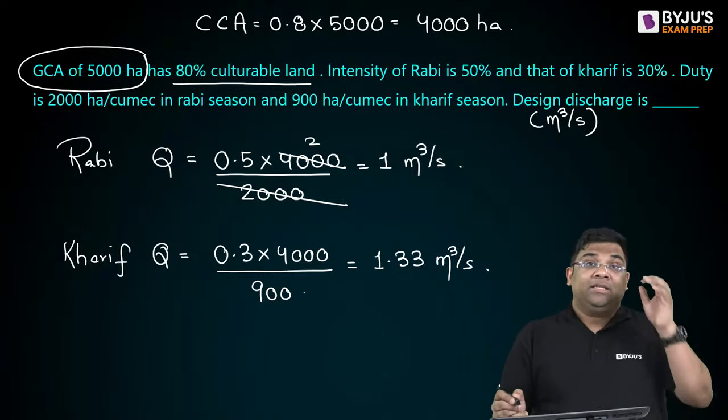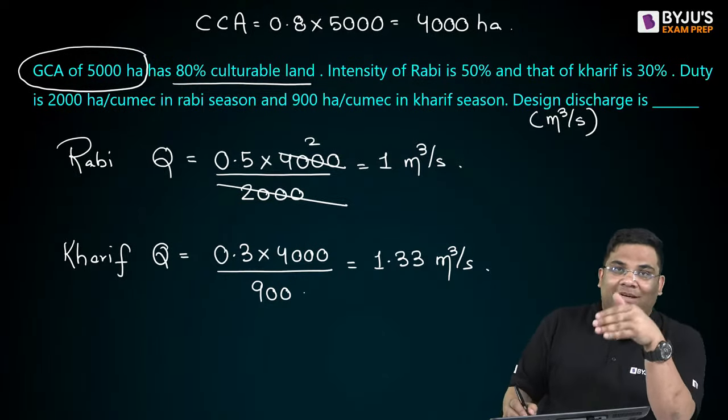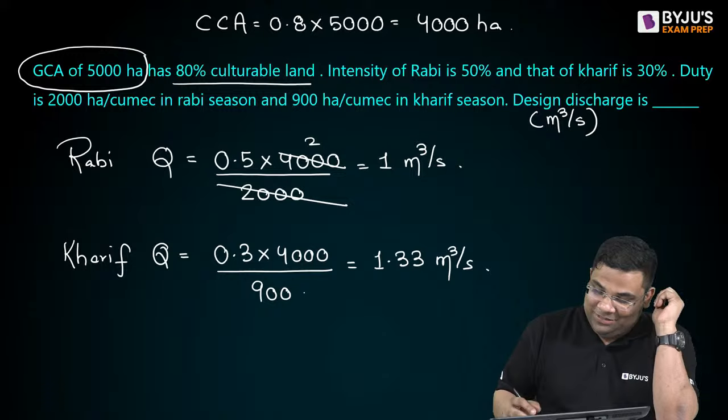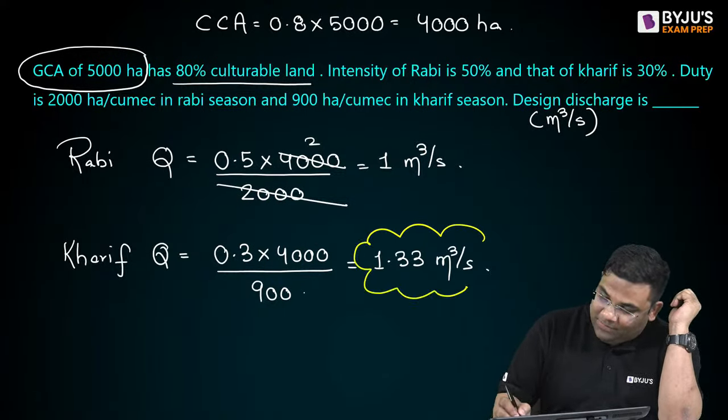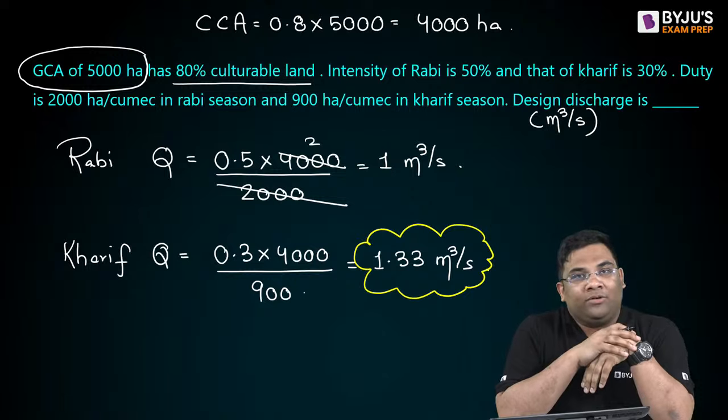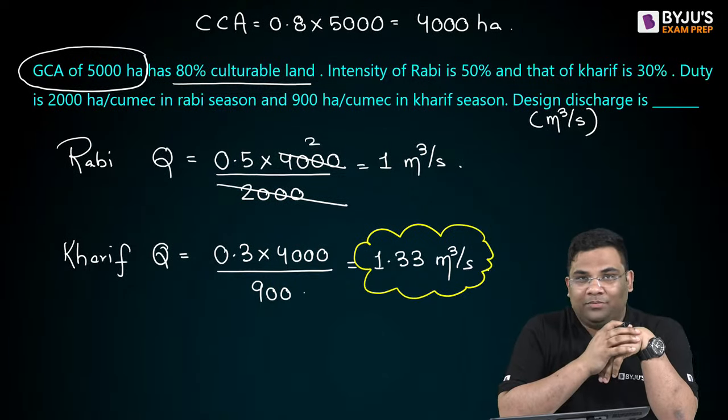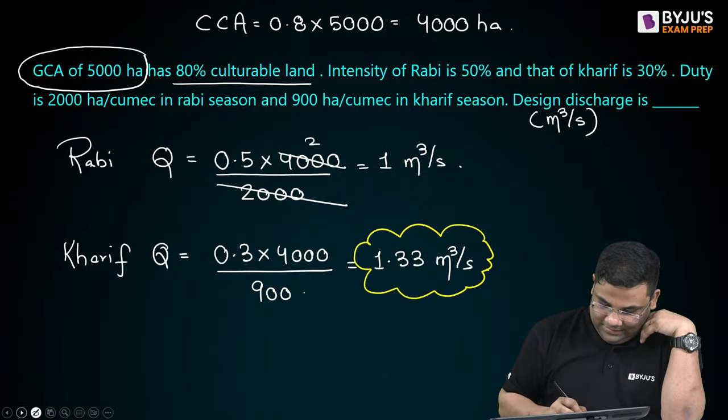But in this case, these two are of different seasons, right? It is written Rabi and Kharif separately. The answer will be the maximum one. Understood everyone? Very good. Let us see the next thing.